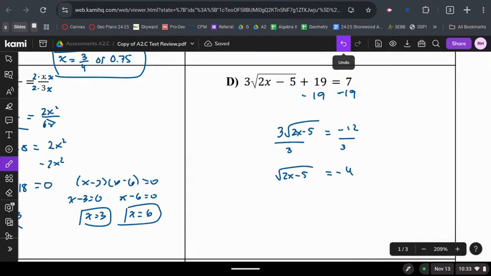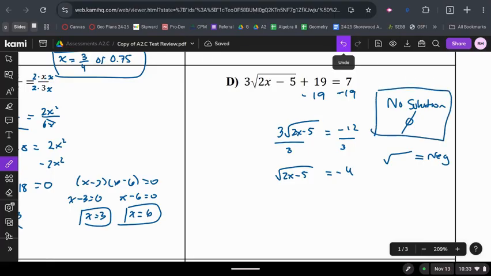Now this is a good place to stop because I know that the square root can never equal a negative number. When I have a positive square root, it's always a positive number. So right away, I can see that this is no solution just from that point. Or I could write the little circle with a line through it. But let's say, which often happens on a test, we kept on going.